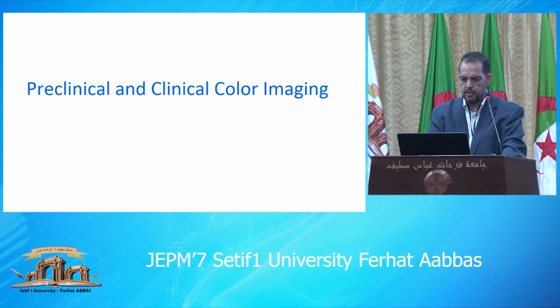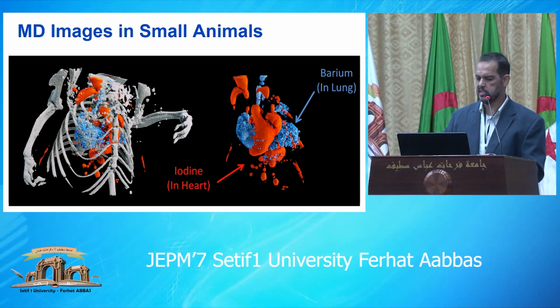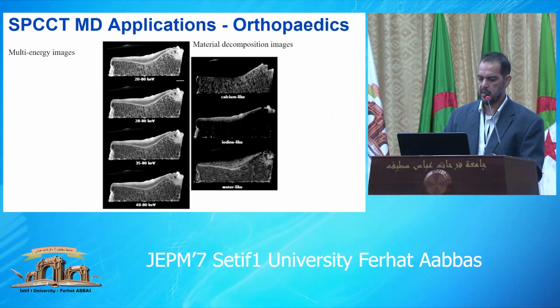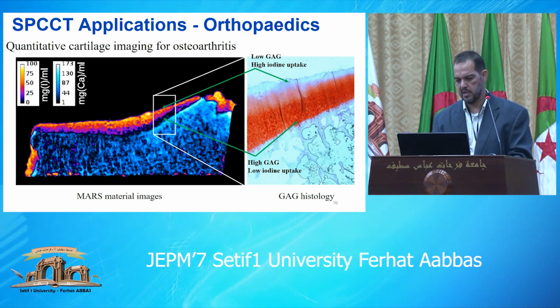Okay, so where is this leading us? We basically want to generate images. This is work done by other groups. So you can see that with material decomposition, now you can generate an iodine map and a barium map, so two contrast agents injected in the animal at the same time, and you can generate these color images. This is another study for material decomposition for bone. So we can decompose in terms of calcium, iodine, and water content of the bone, and you can basically generate these very nice color images that give us the concentration of these different materials in the bone structure.